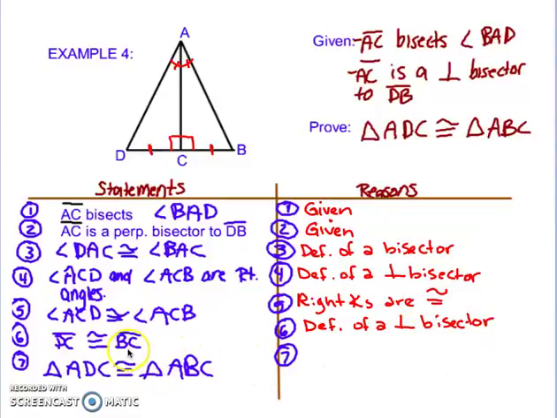And for our last statement, it states that triangle ADC is congruent to triangle ABC. So triangle ADC is congruent to triangle ABC. And for this statement, we would want to write our reason as theorem angle, angle, side. So down here we would just write angle, angle, side theorem.